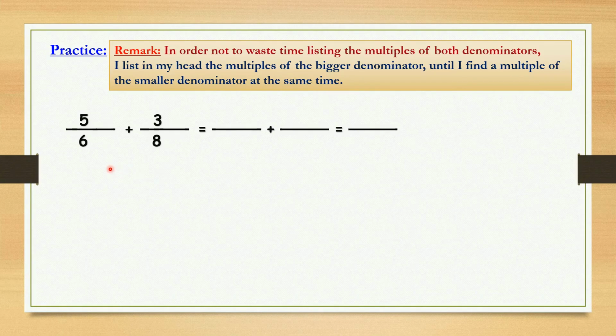Here, in order not to waste my time and write the multiples of 6, then the multiples of 8, I see which denominator is the biggest here, which one is the greatest. It's 8. I start listing or counting in my head the multiples of 8 until I find a multiple of the smaller denominator here, 6. Let's start with the first multiple of 8 other than 0, 8. 8 is a multiple of itself, but it's not a multiple of 6. So no, it cannot be the same denominator.